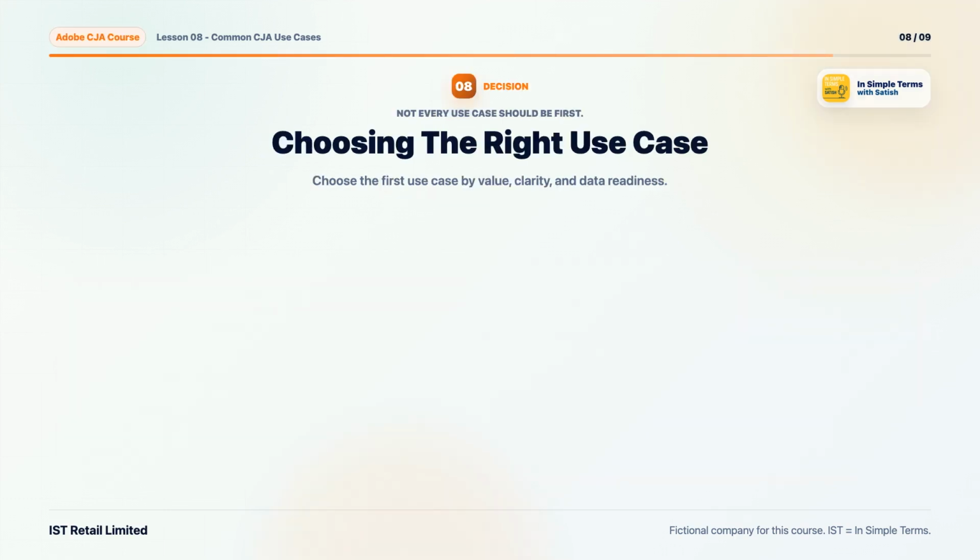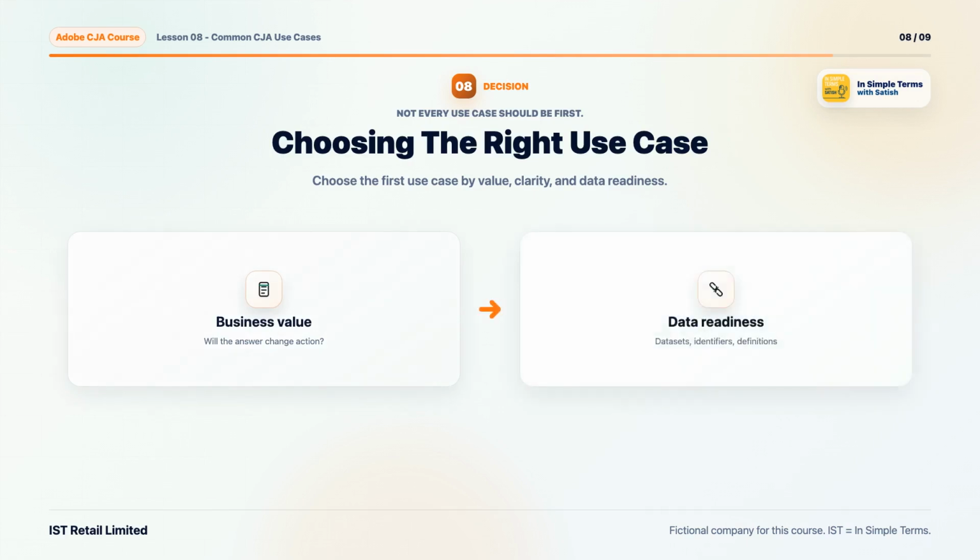Not every use case should be first. Choose a first CJA use case with two filters. Business value. Will the answer help someone make a real decision? Data readiness. Do we have the datasets, identifiers, and definitions to answer it responsibly? A use case with high value and high readiness is a good first win. A high value use case with weak data may still be worth pursuing, but treat it as a data readiness project first.